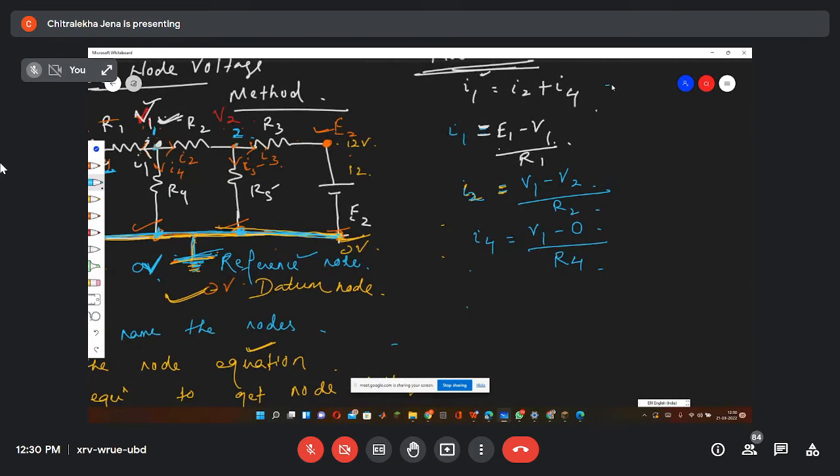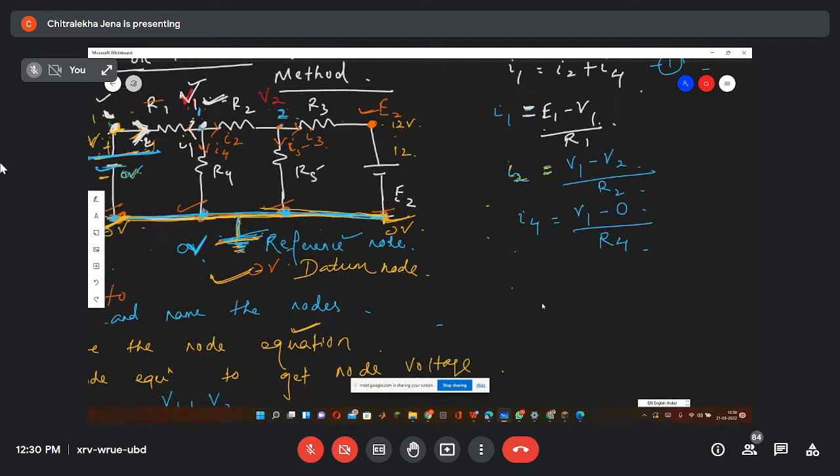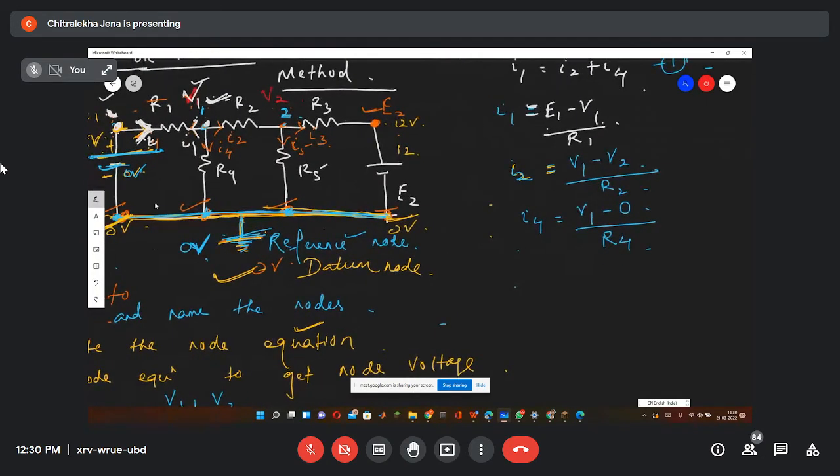Take it as equation 1 and substitute the values here. All of you do it. I will write down the equation just by looking at the network. I will also tell you this shortcut formula: how will you write down the node equation just by looking at the network, without using Kirchhoff's current law also.